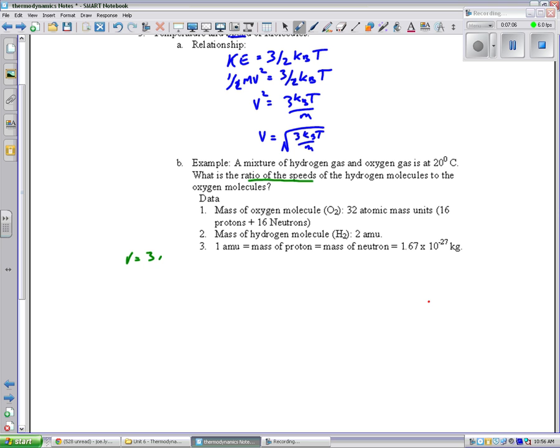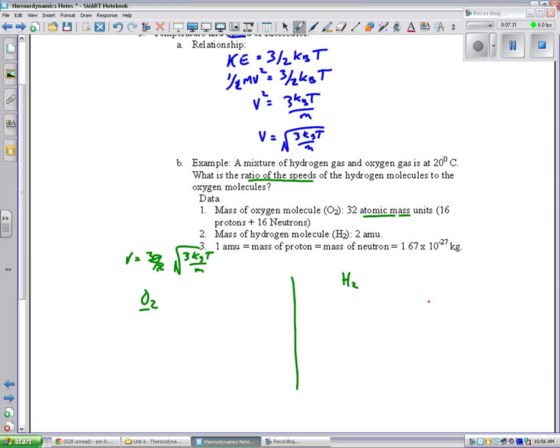V is the square root of 3 kBT over m. So we need to find the mass of the molecules. Now, it gives me the mass of the oxygen molecule is 32 atomic mass units, and I need to convert it into kilograms. So we're going to do this for the oxygen over here, and we're going to do it for the hydrogen over here.